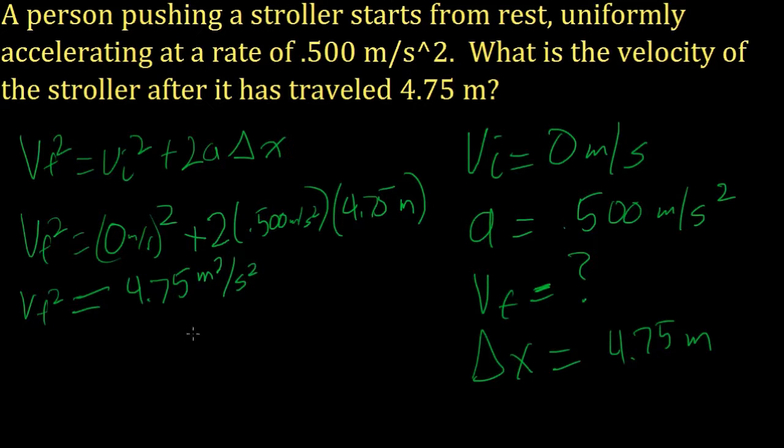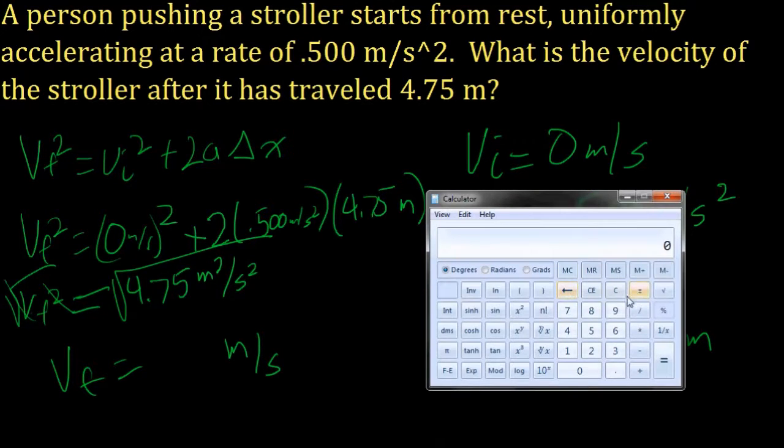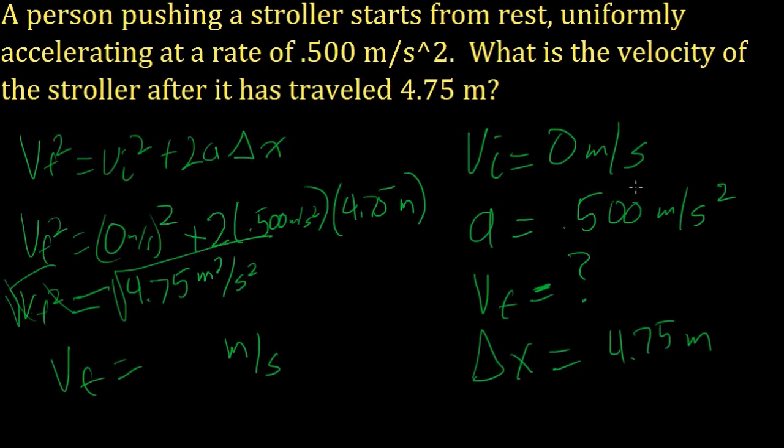Well, that's weird, because that's supposed to be a velocity, except that we didn't finish. This is velocity squared, final velocity squared, so we got to take the square root of both sides. So that's going to cancel the squared, so we get Vf equals, when we take the square root here, we get down to meters per second like we expect. Square root of 4.75 is about 2.18 meters per second. So our final velocity is about 2.18 meters per second.